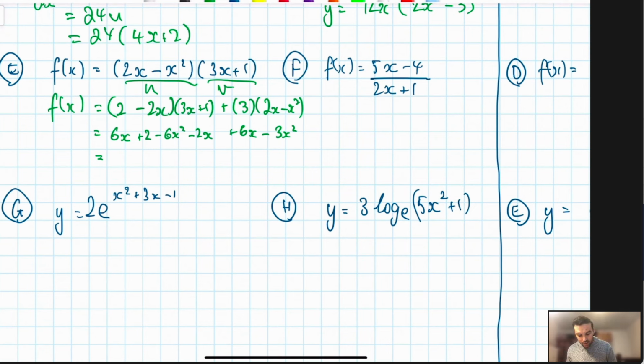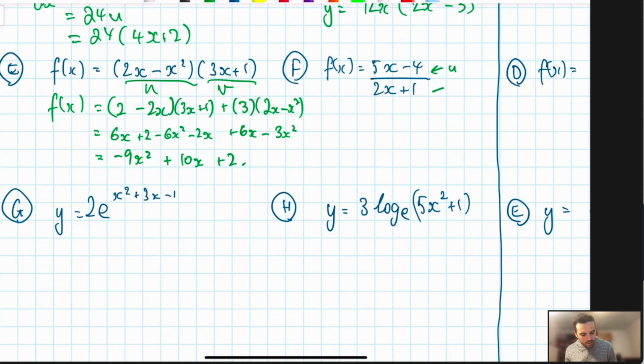So we've got negative 6x squared, take 3x squared, which is negative 9x squared. We've got 6x plus 6x, which is 12x, then minus 2x, which is 10x, and then we've got positive 2 just by itself. So we can do it like that as well. Okay, let's look at f.